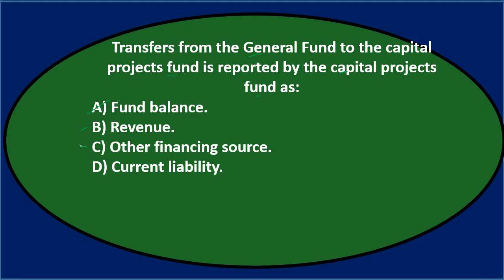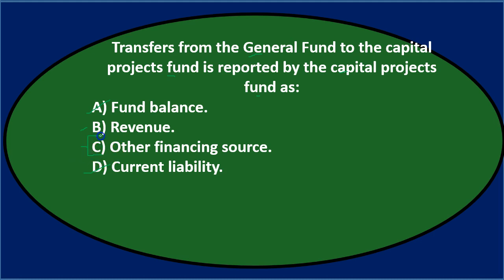And then D says current liability. It's not going to go on that current liability because you might think that because we're going to pay it back or something from one fund to the other, but we're going to record the activity in the modified accrual. So it's going to be somewhere in a timing type account. So between revenue and other financing sources, the two kind of accounts that would increase what would be similar to net income, it's going to be other financing sources.